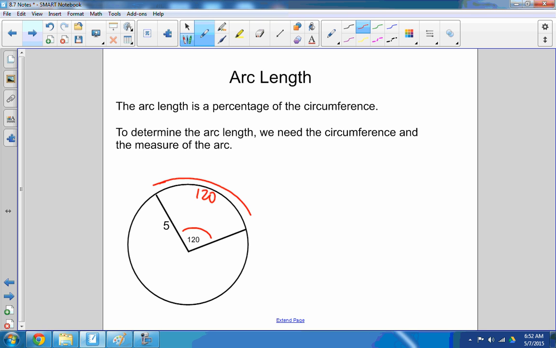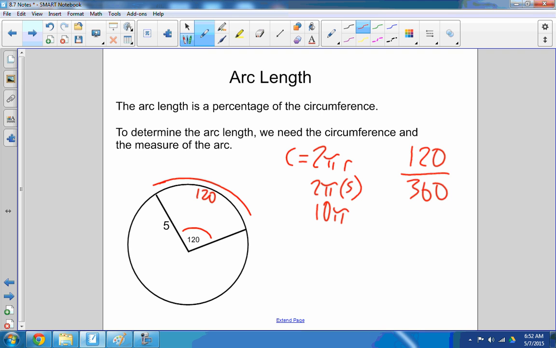So our circumference, 2 pi r, so that's 2 pi times 5, so that's 10 pi. So the percentage of the circumference is our measure of the arc, which is 120, divided by 360. So in this case, that is 1/3.